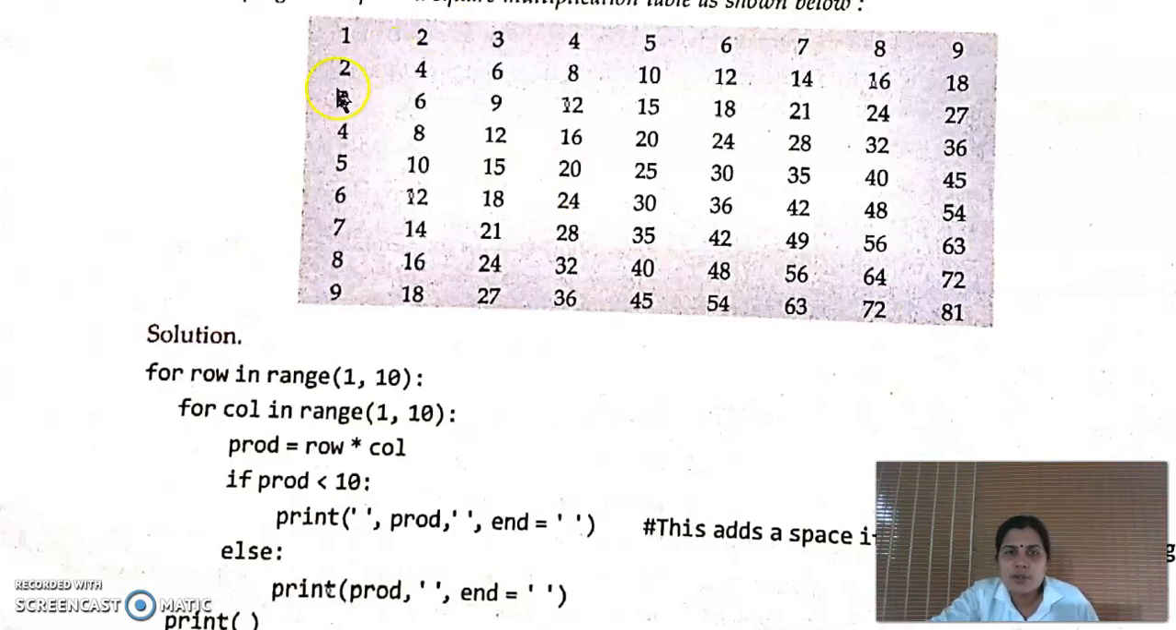From 1 to 10, 9 is the limit. So 1 to 10 they wrote, so 1 up to 9. For the column also, in the range of 1 to 10. Row also, here 9 is there. Here also 9 is there. So range from 1 to 10.